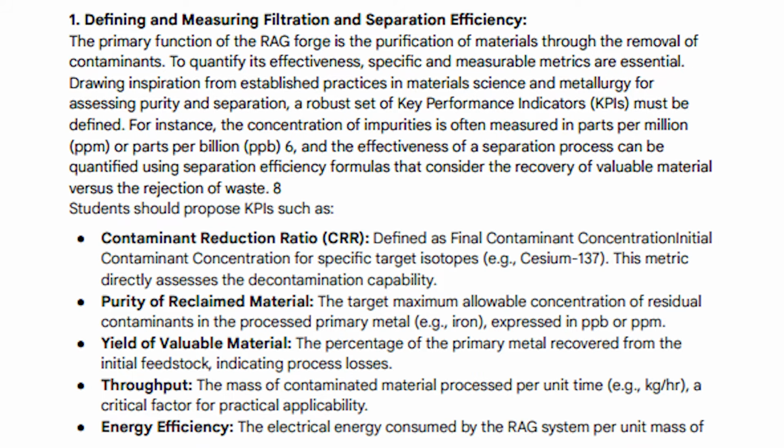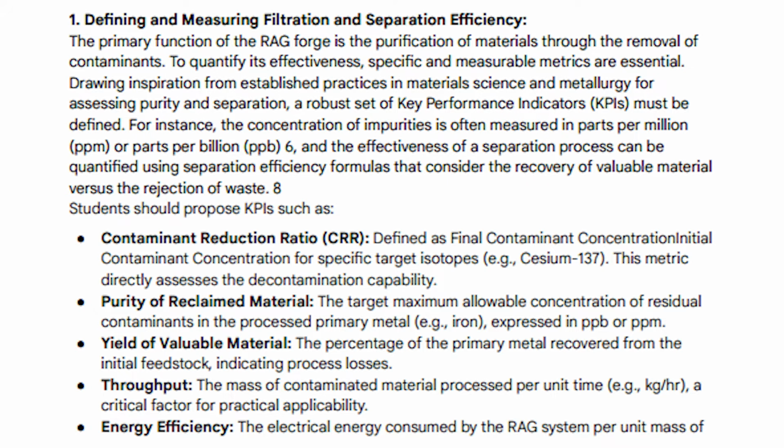Drawing inspiration from established practices in material science and metallurgy for assessing purity and separation, a robust set of key performance indicators, KPIs, must be defined. For instance, the concentration of impurities is often measured in parts per million, ppm, or parts per billion, ppb, and the effectiveness of a separation process can be quantified using separation efficiency formulas that consider the recovery of valuable material versus the rejection of waste.